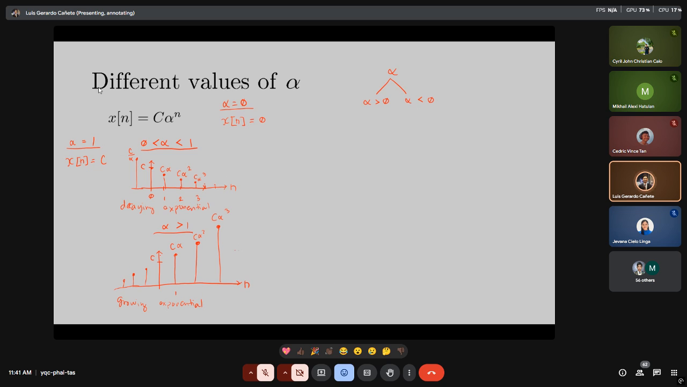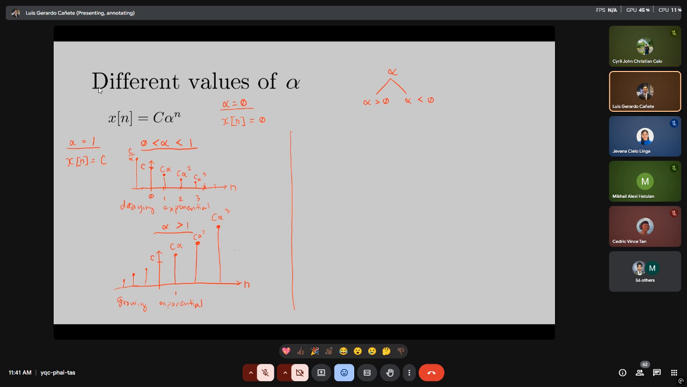Right, so this is what we are going to be looking at. Yeah, so we've now looked at what's going to happen to the signal if we have an alpha that is between 0 and 1 and greater than 1. So when alpha is basically greater than 0. And now what happens when alpha is less than 0, right? So this is a little bit different.